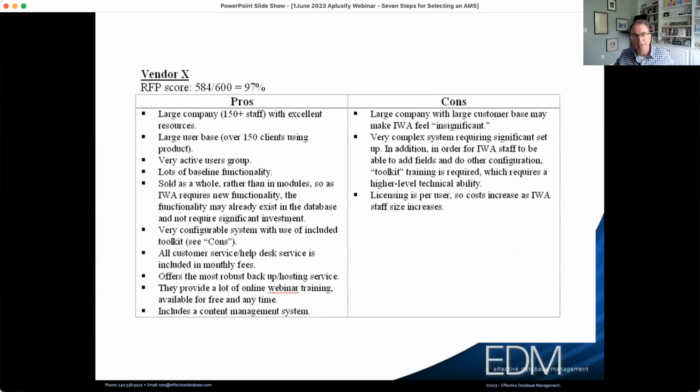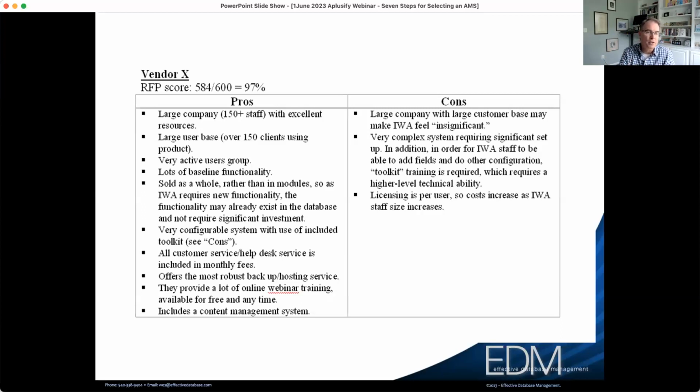Now, here's the thing I want to emphasize. I keep saying art and science. The quote unquote science is the scoring, right? Everybody answers the same questions. They can only choose from 5. So that's a pretty legitimate apples to apples comparison. The art side is, what are the pros and cons of each proposal as you see them?